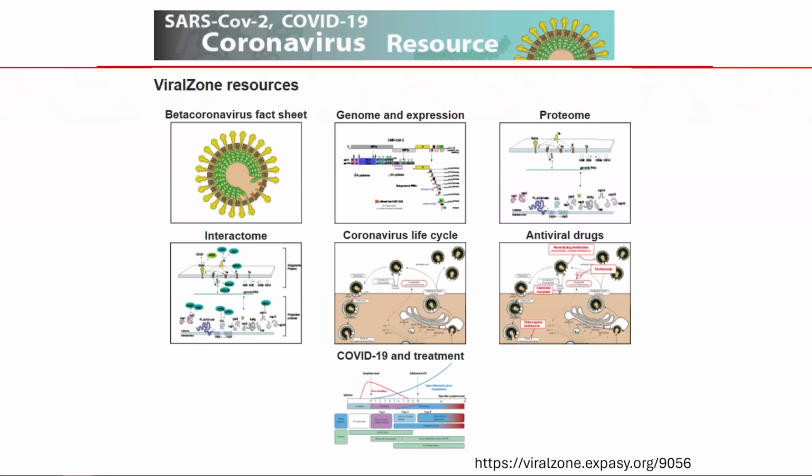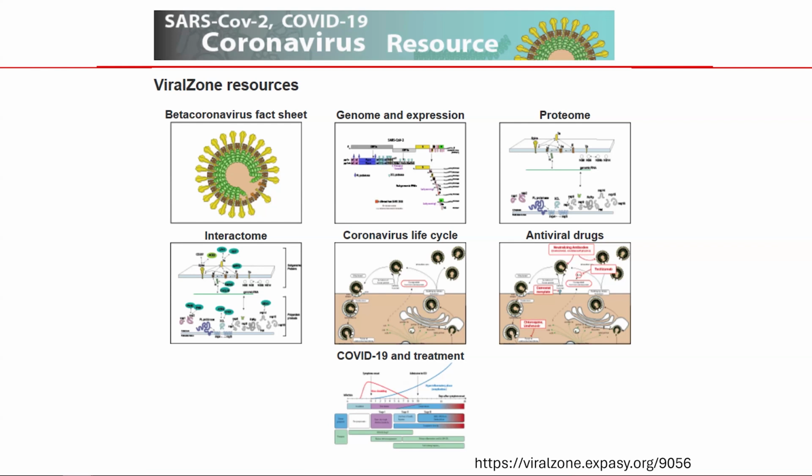We have a ViralZone resource for different pathogenic viruses like HIV, SARS-CoV-2, HPV, herpes, and pox viruses. So we make a focus on these viruses much more than on others. For example, proteomes or interactome, I mean the curated interactome, not the large-scale interactomes. Life cycle, with their antiviral drugs, and we made links to Nextstrain and many other resources for phylogenetics.